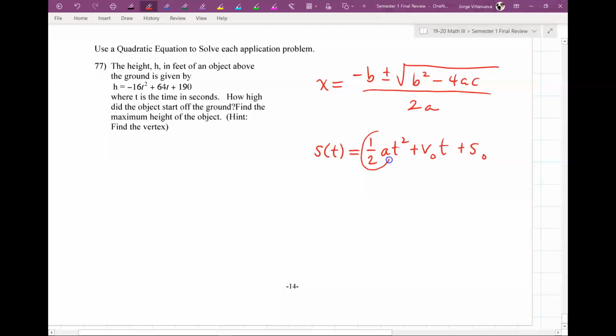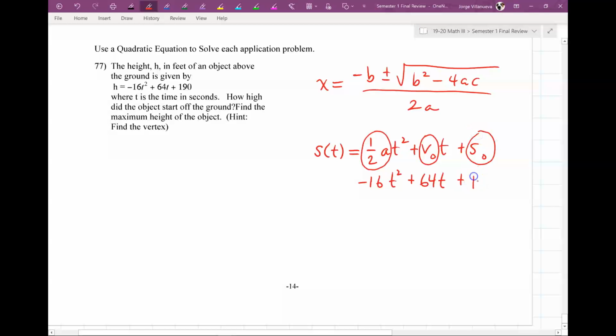This part is the negative 16 part, okay? So let me write that down right here. Negative 16t squared plus. How many of you guys have taken physics here? Anybody taking physics? What does V naught mean? V initial. What does that mean? The velocity you start with, right? So how fast did this object go to start with? What is the number according to the equation? 64, right? 64t.